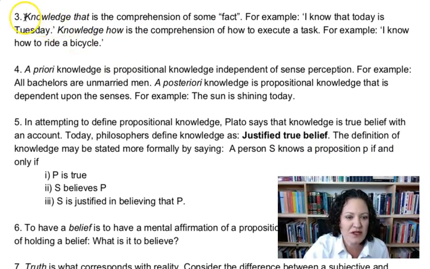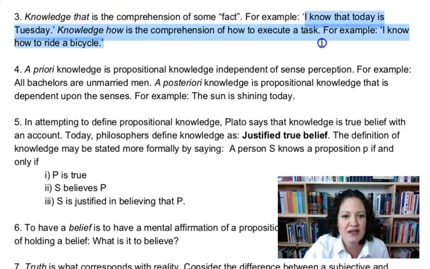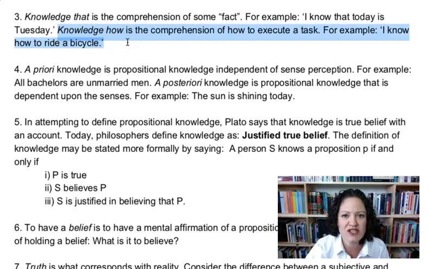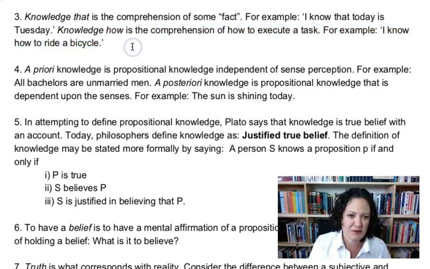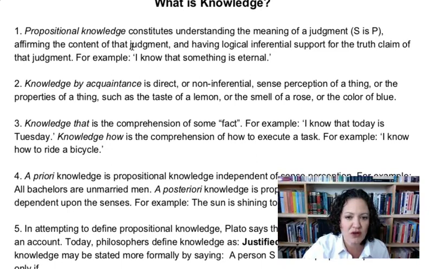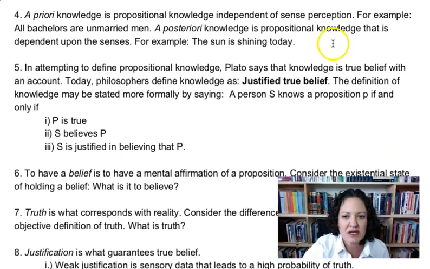All right, there's another way we use knowledge. Knowledge that, sometimes know-how. Knowledge that is the comprehension of some fact. For example, I know that today is Tuesday. Okay, that's a fact. That may be objective. It may be something we can share, but it doesn't go much further than that. Like, I know that today is Tuesday. What does that do for us? It's not a belief per se. And know-how is the comprehension of how to execute a task. For example, I know how to ride a bicycle. These are ways we use the word knowledge, but they're not the relevant definitions of knowledge for philosophy and for the context of our discussion in the logic class. We want propositional knowledge.